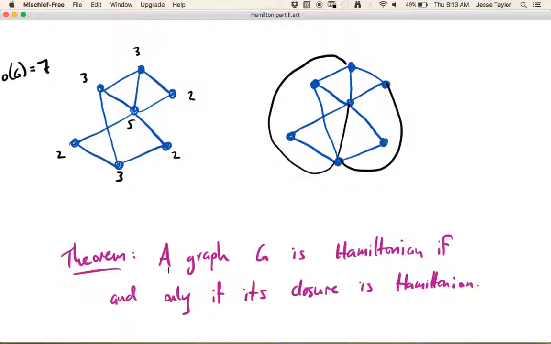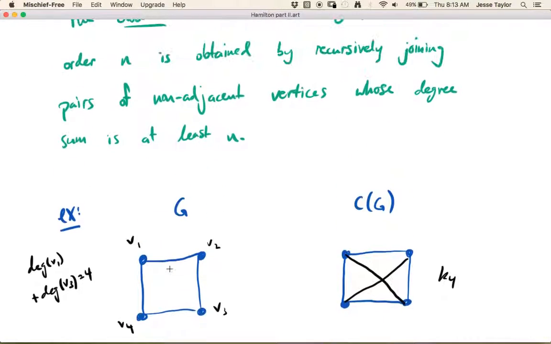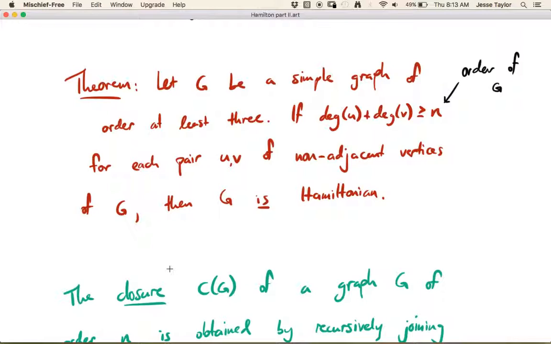Basically, the reason this is true is if you think about taking a graph and adding edges in the closure, if you take this graph G, if degree of u plus degree of v is greater than or equal to n for every pair of non-adjacent vertices, then that means that when you add all the edges that would be in the closure of that graph, you're basically just going to add everything between these types of pairs of vertices.